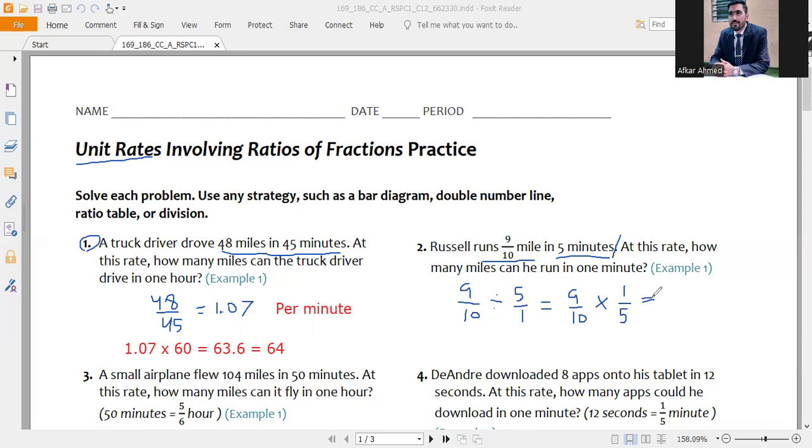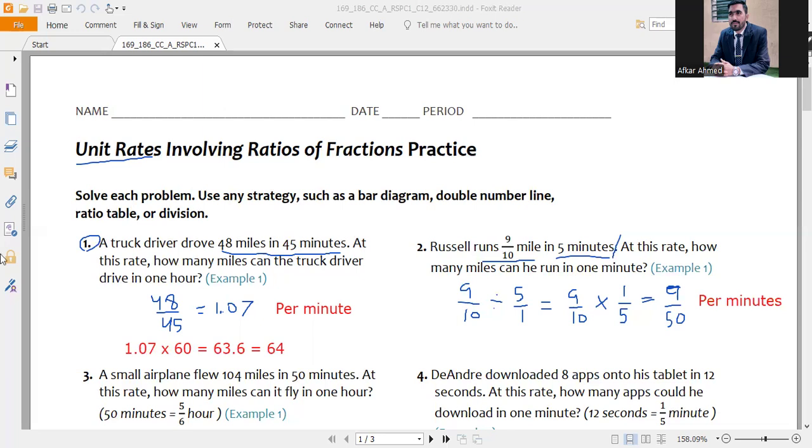It's from grade 5 and 6 how to multiply it. 9 times 1 is 9, and 10 times 5 is 50. So basically in 1 minute, I can write here because I'm dividing by minutes, that he's actually covering 9 over 50 miles per minute. Now he's saying at this rate, how many miles can he run in 1 minute? So we already calculated. We don't need to further multiply by any number. In question number one, why did we multiply by 60? Because he was asking for 1 hour. So this is the basic difference between these two questions.